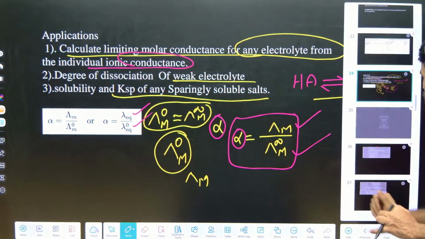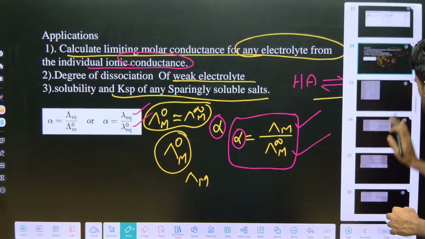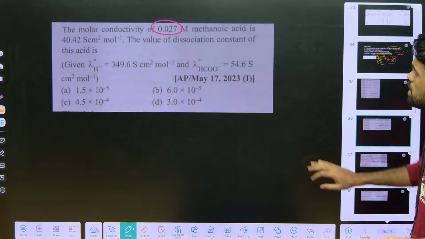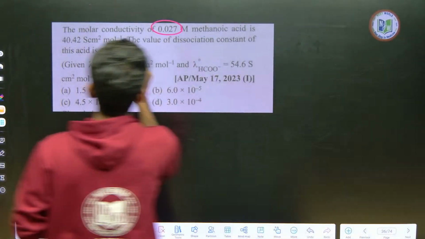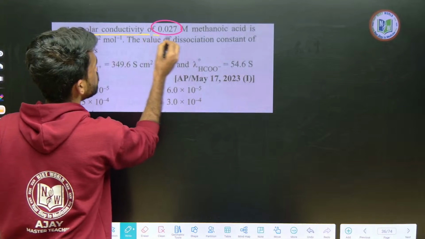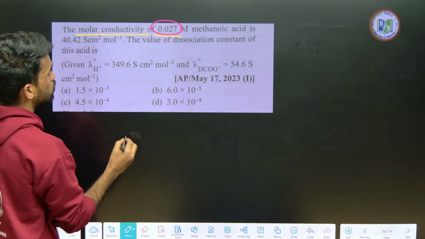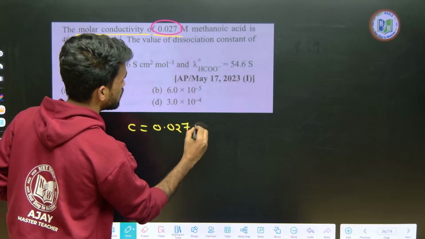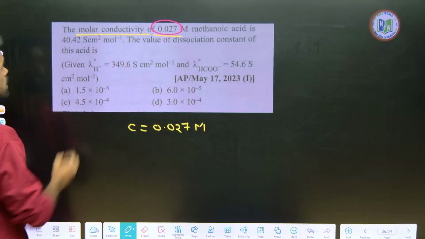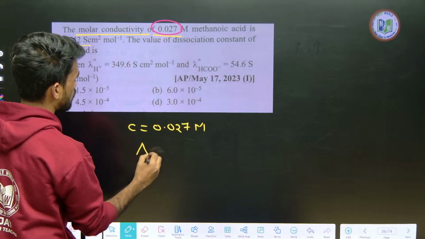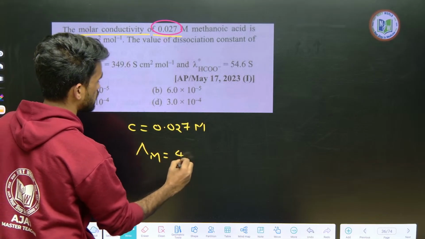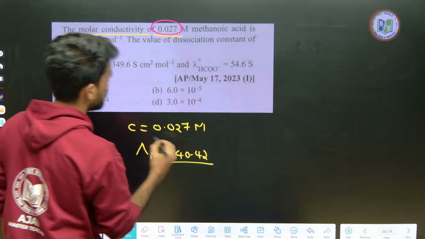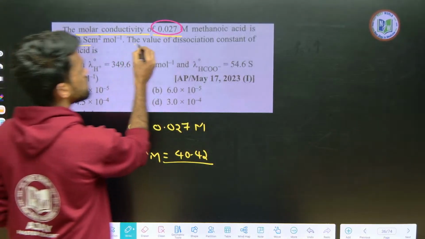Now let us see some applications of these. Look at this, what they are saying: molar conductivity of 0.027 molar methanoic acid. The concentration is given as 0.027 molar, and del M is mentioned, del M equals 40.42. Next, the value of the dissociation constant.